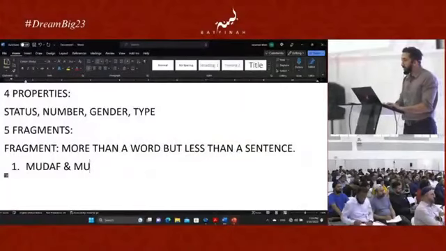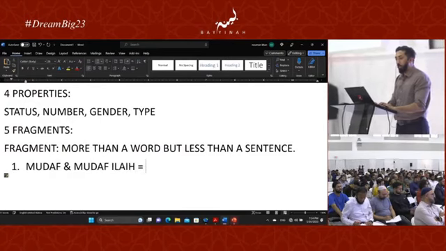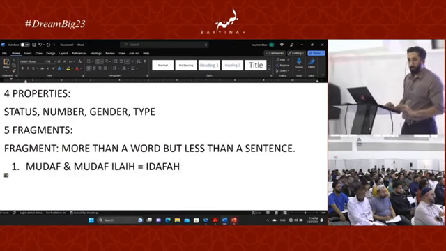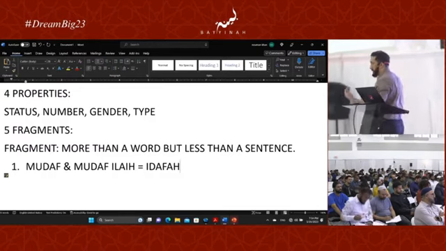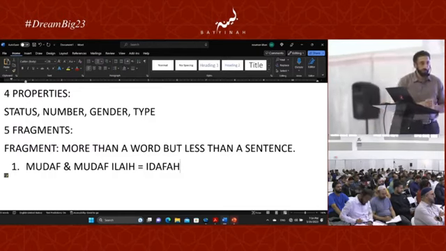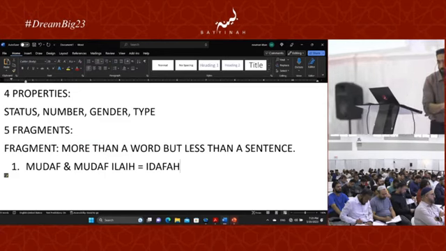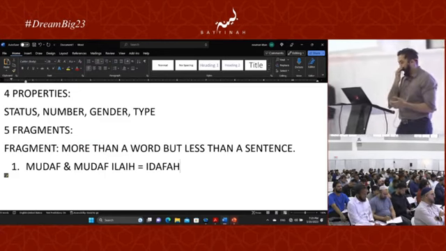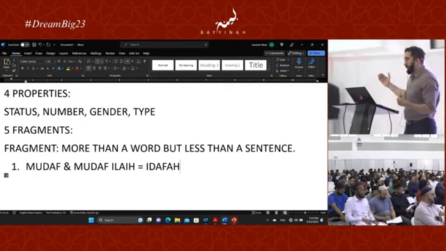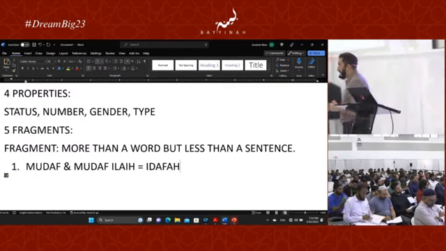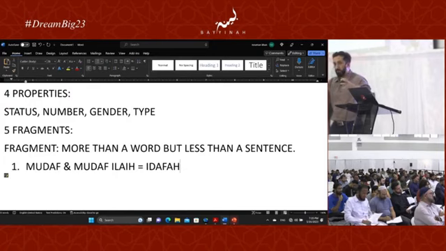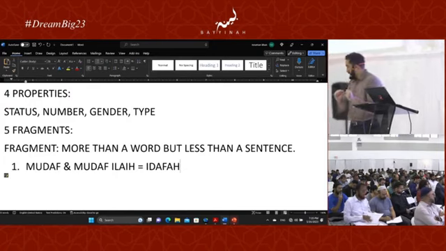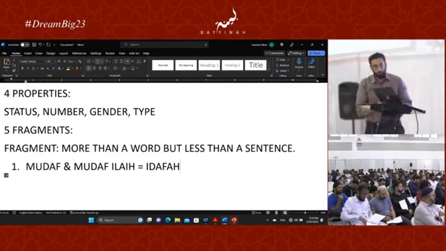The first of these fragments is called the mudaf and the mudaf ilayh, and together they are called the idafa. We started talking about the mudaf and mudaf ilayh yesterday, okay? Today, before the Maghrib prayer, we have about 40 or so minutes. I need to make sure your mudaf ilayh is solid.